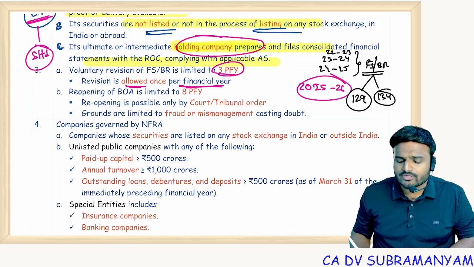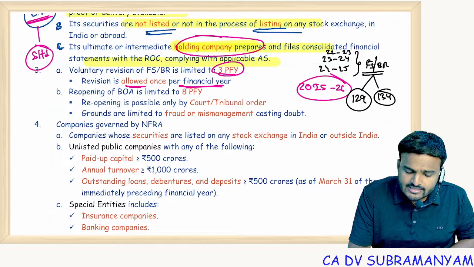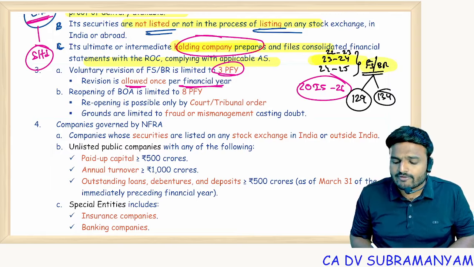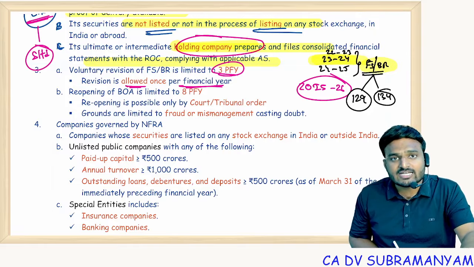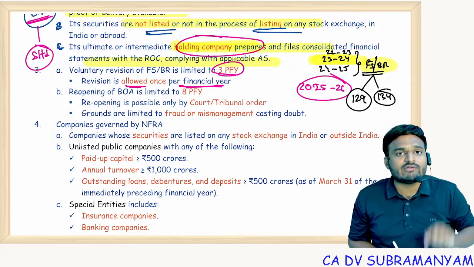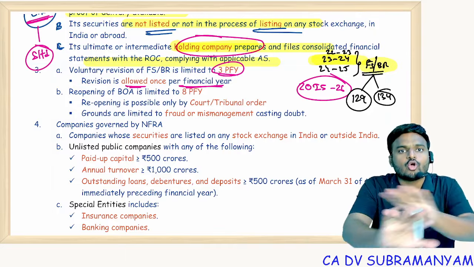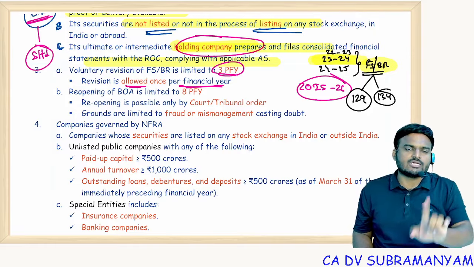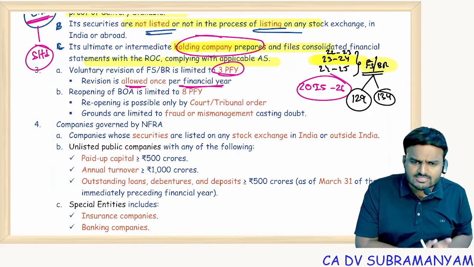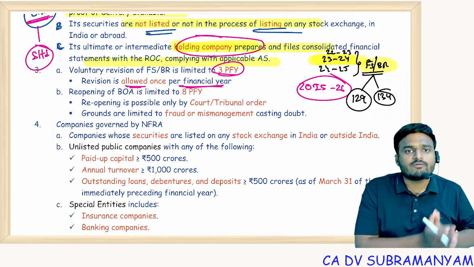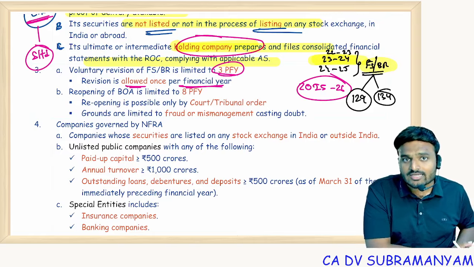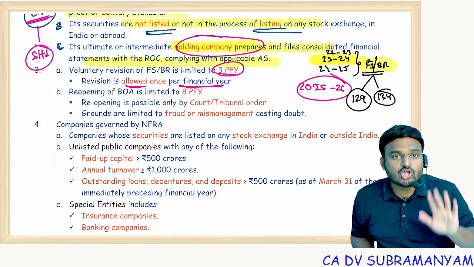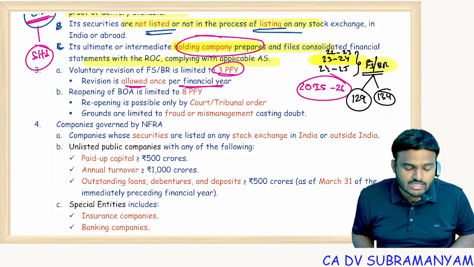Once you revise, for example, the company revised financial statements and board report of 23-24 in this year, next year can they revise the 23-24 financial statements once again? No. Revision is allowed only once. For financial statements, you can do revision one time. For board report, you can do revision another time, but maximum one time revision only is allowed. That revision is also limited to non-compliance of section 129 and 134.